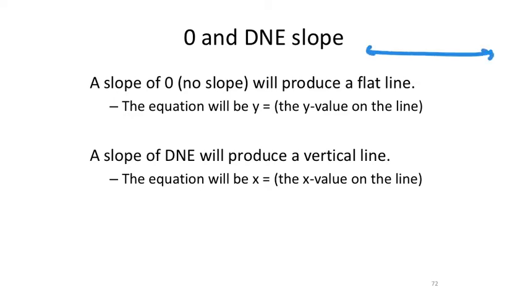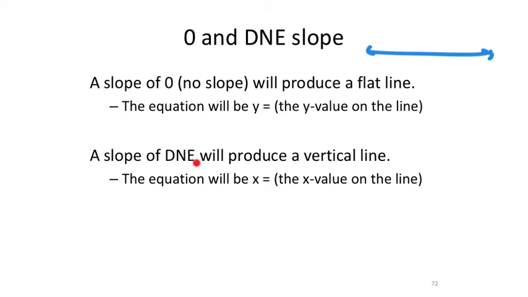We'll pretend like that's flat. The equation will be y equals some number, which is going to equal the y value on the line. And why is it y? Because the y number line is vertical, and all values that go through it would just be horizontal lines. Okay, so horizontal lines have no slope.